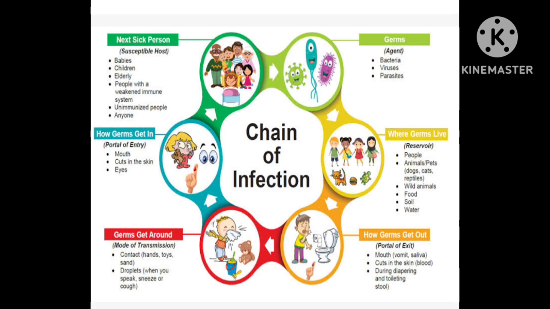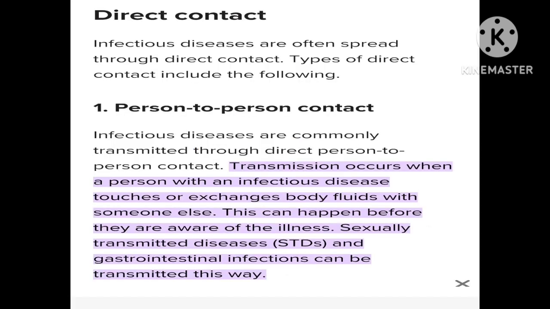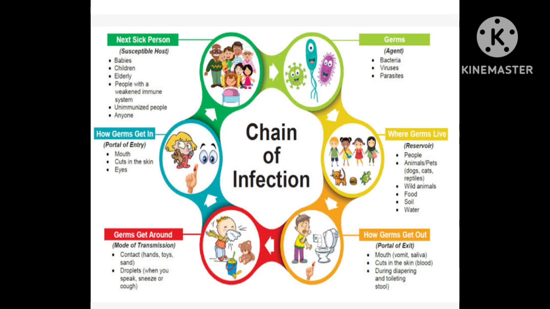Then these direct and indirect contact, meaning infectious diseases are often spread through direct contact types, including person to person contact. Already I have told how person to person contact works. Here the chain of infection is there. You can observe the image and you can understand.